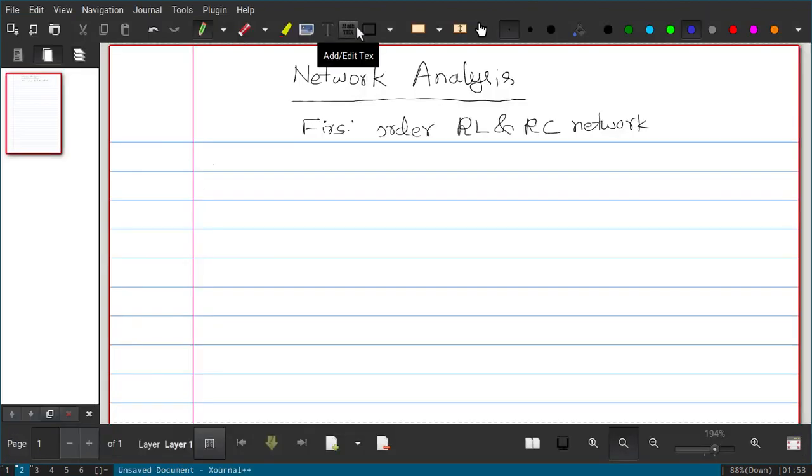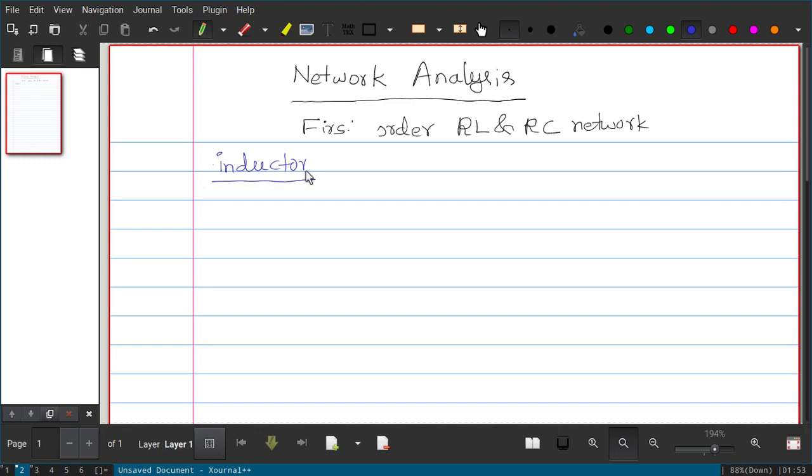Our next device is the inductor. So here again we are not going to discuss the physics of the inductor. We will only see its characteristics, which are helpful in analyzing the circuit. For that you can refer to any physics textbook. There you will get the working principle of an inductor, etc.